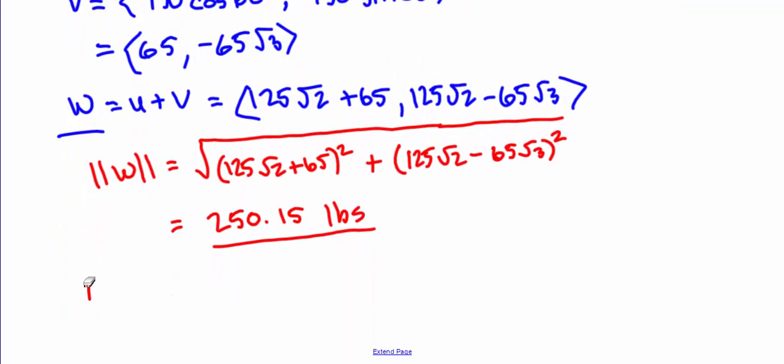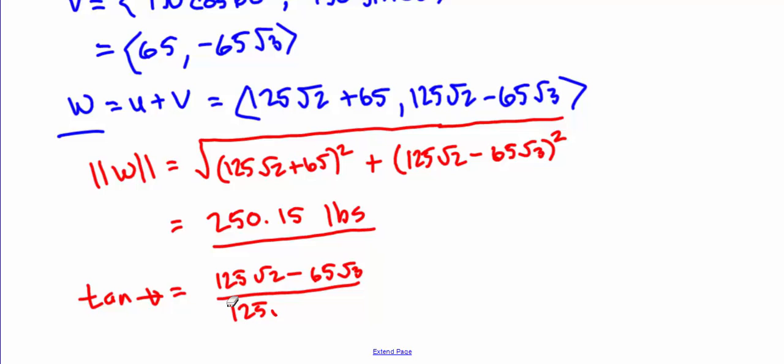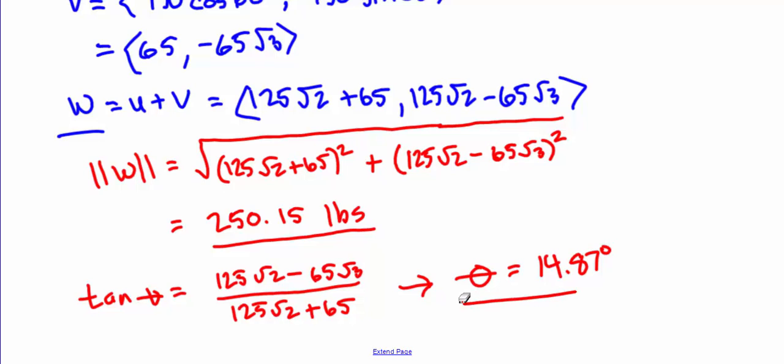And the last job here is to find the direction of this vector. And we use the tangent function again to do that. It's basically just our y value divided by our x value. Again, something we've seen many times. And I'm doing plus 65. And we'd get theta equal to, it looks like it's about 14.87 degrees once you punch those numbers in.